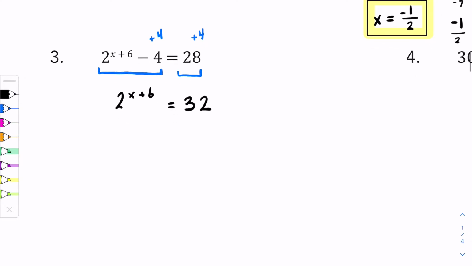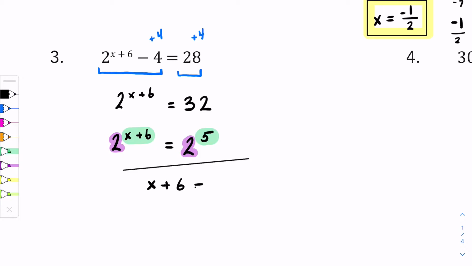I can break down my values. 2 raised to the power of x plus 6 remains the same, but 32 is 2 to the 5th. I have a common base, so I set those exponents equal. X plus 6 equals 5, subtract 6 from both sides, x is equal to -1.